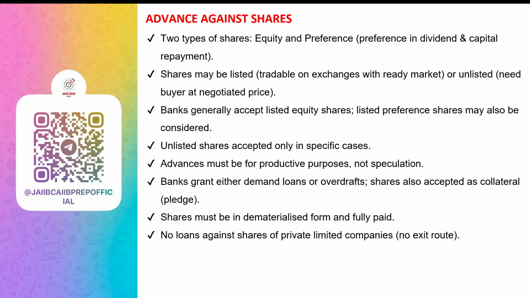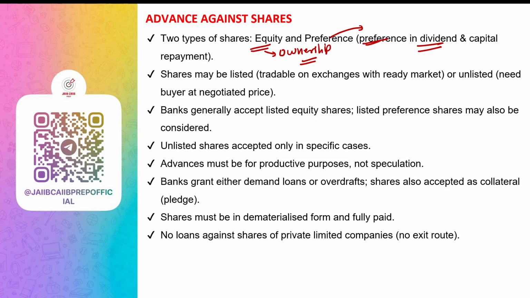Advance against shares. So when a person or company needs money, they can approach a bank and pledge their shares, equity shares or preference shares, and the bank then provides a loan or overdraft against those shares. So equity shares give ownership in a company and the voting rights, and preference shares give priority over equity shares in dividends and repayment of capital.